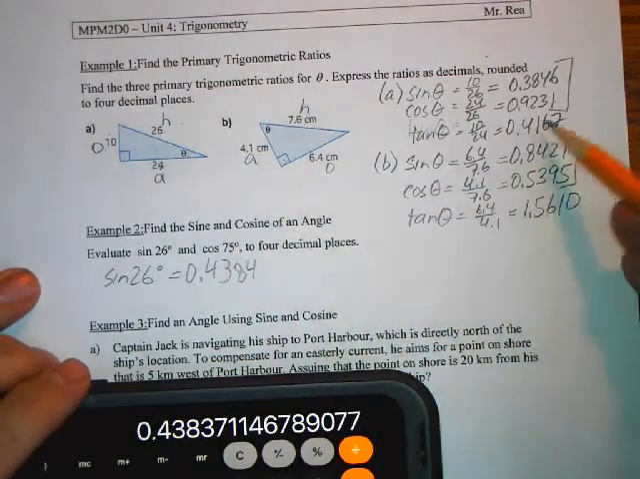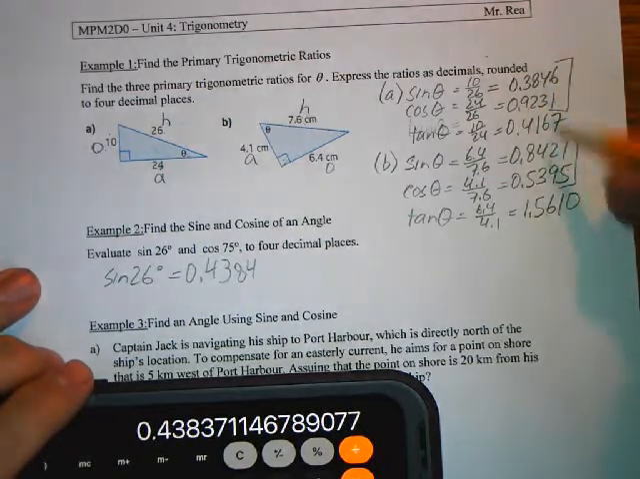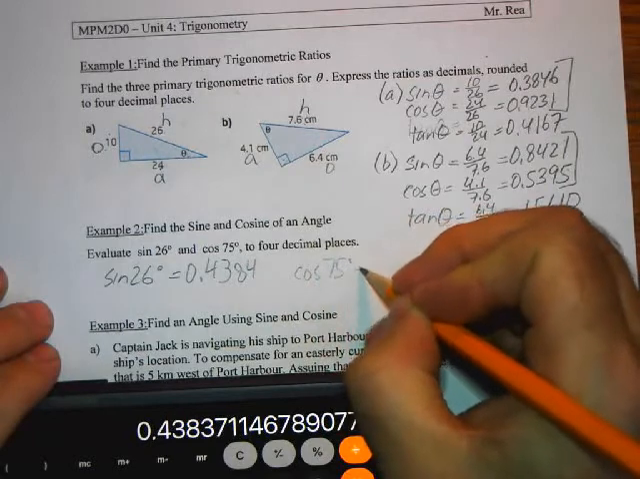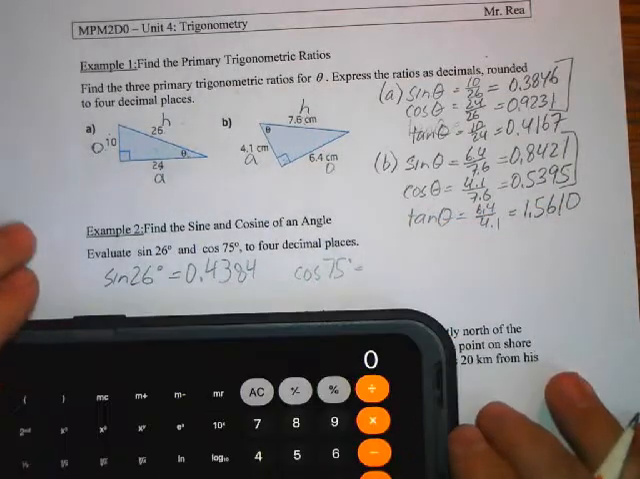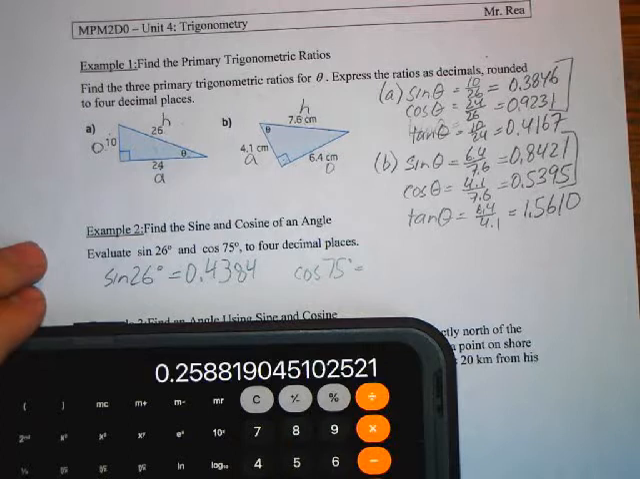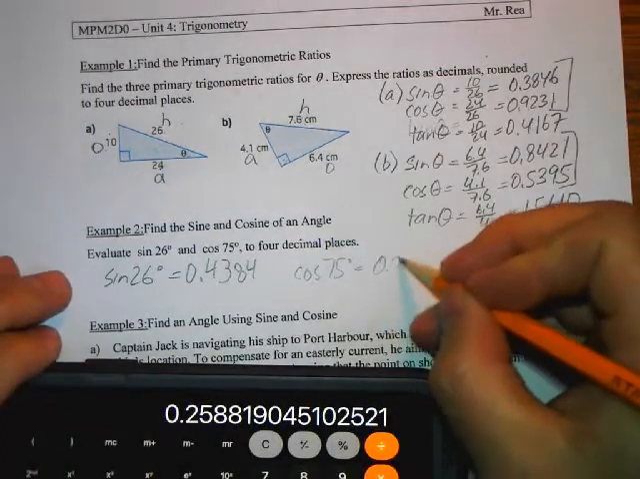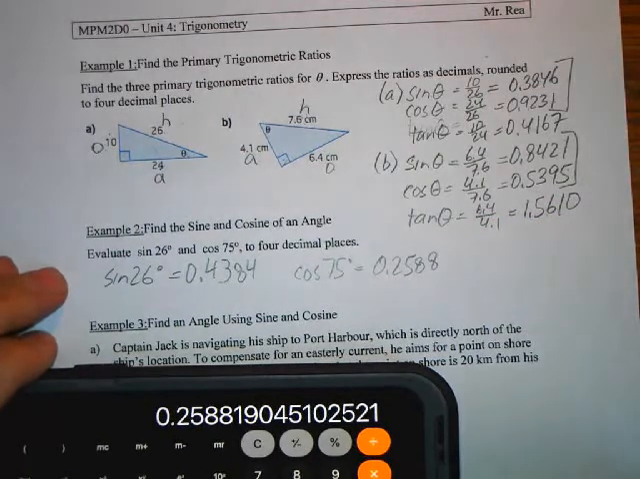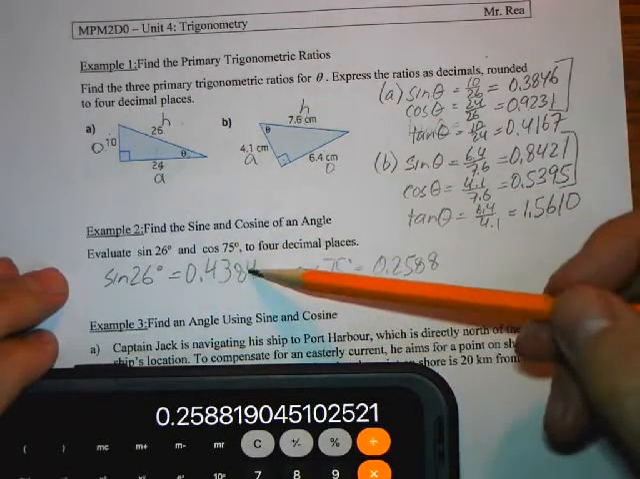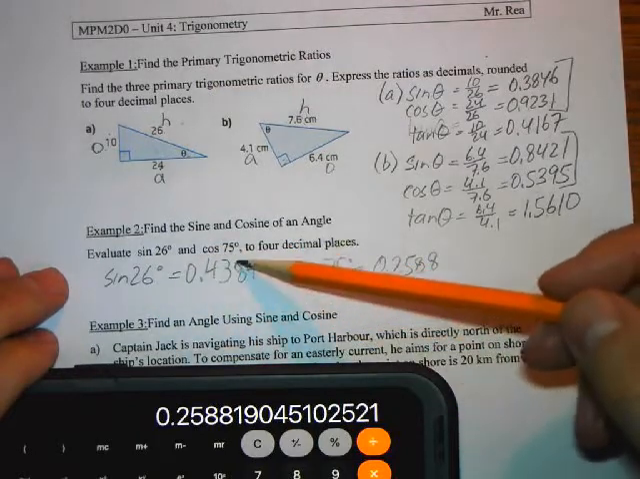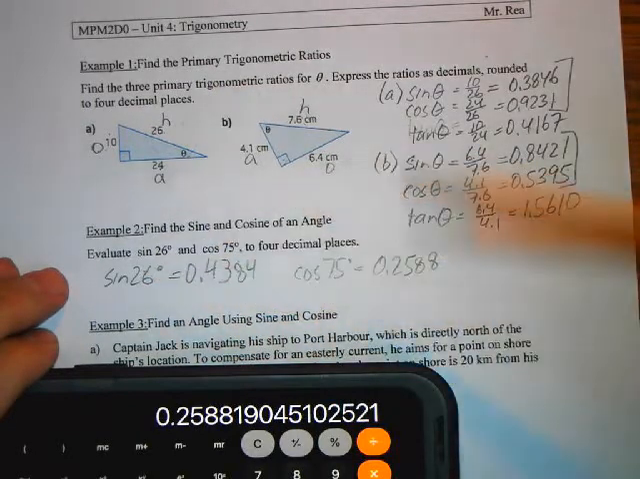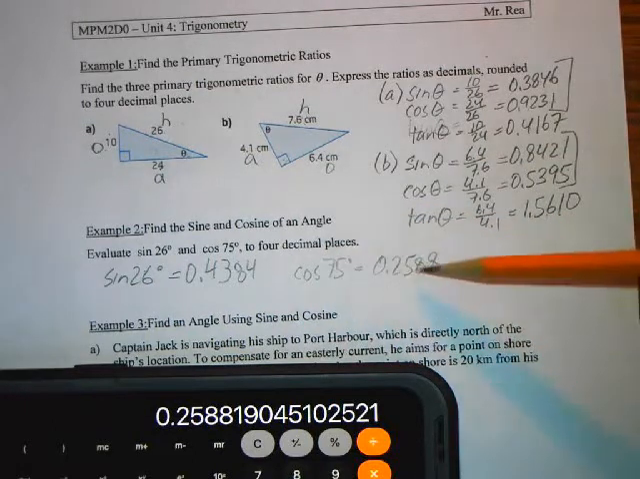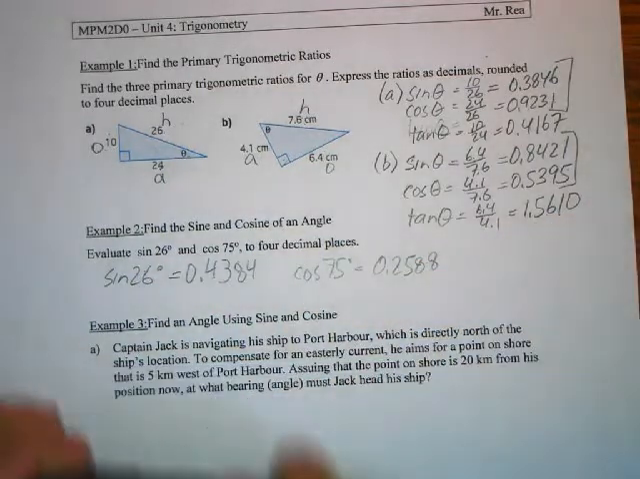Okay, and you can see these are in the range of some of these. And then cosine 75, same idea. You press 75 and then the cosine button, 0.2588. Now the interesting thing here, if I took that number and did sine inverse, I would get back to the 26 degrees. If I did cos inverse of this, I get 75. So it undoes the cosine and the sine functions.